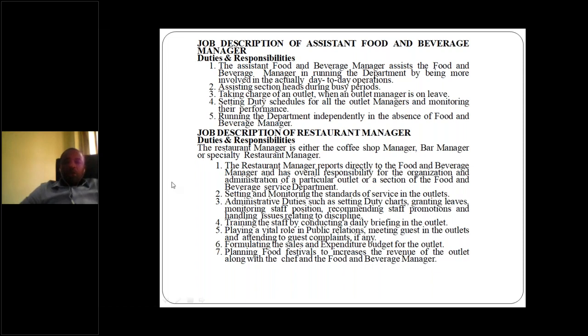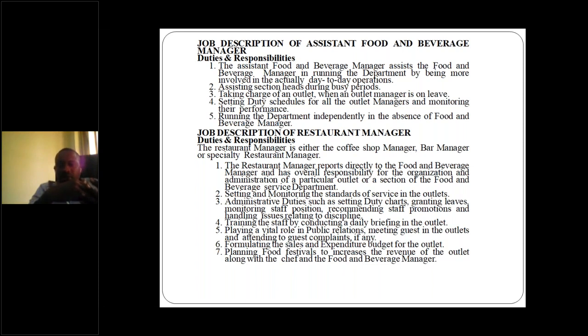Then what is his work or her work? Okay, so the organogram: the restaurant manager reports directly to the food and beverage manager and has the responsibility for what? Organizing, administrating of a particular outlet. So let's say Tasty Fried Chicken has a branch in Ikotu, or a branch in Dawaki, or a branch in Damatru. That restaurant manager is the one responsible for the overall management of that Damatru branch.